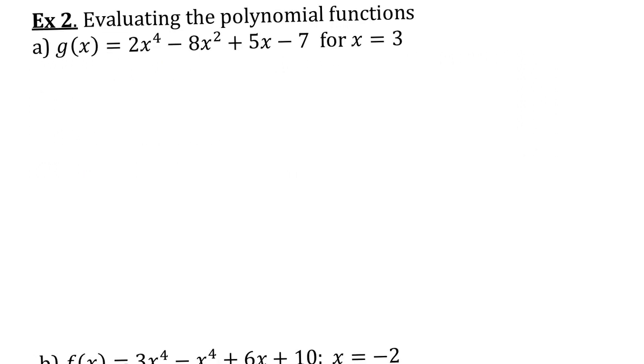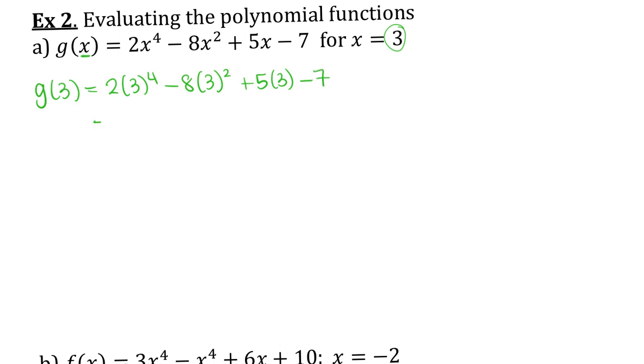Example 2, we're just going to evaluate the polynomial functions, which you do know how to do. So if you're working ahead, just double check your answer when you're ready. Okay, g of x equals 2x to the fourth minus 8x to the second plus 5x minus 7. They want me to evaluate it for x equals 3. So the x's, I'm going to plug in 3. So g of 3 is 2 times 3 to the fourth minus 8 times 3 squared plus 5 times 3 minus 7.